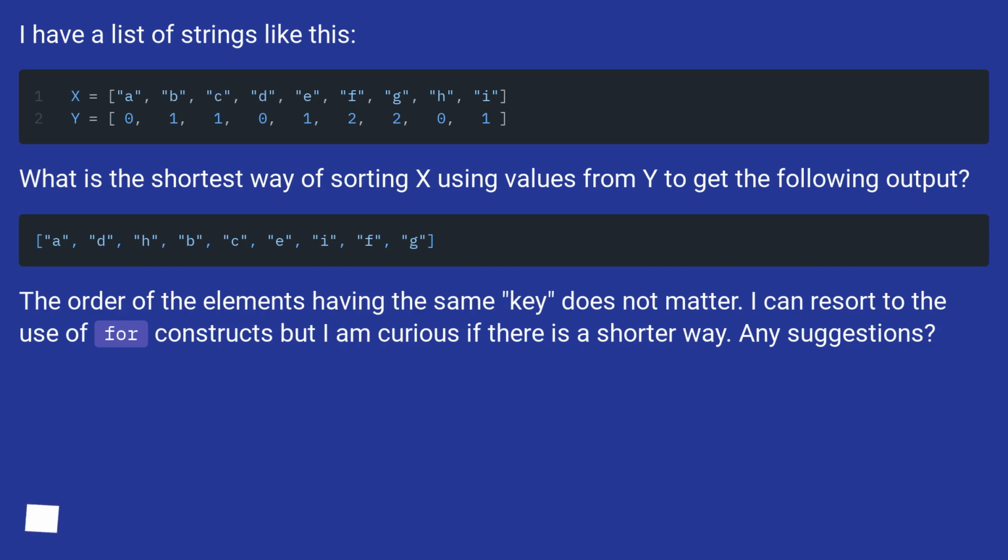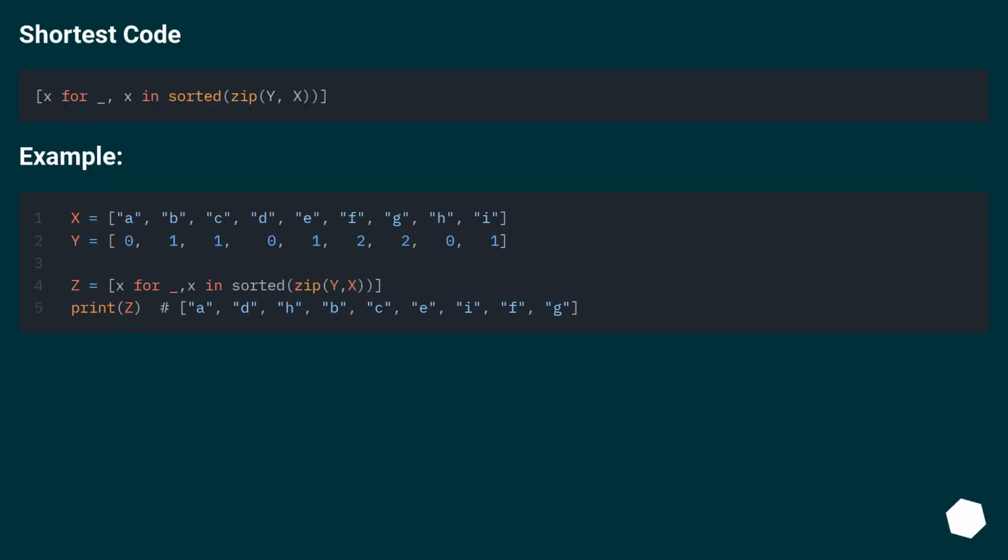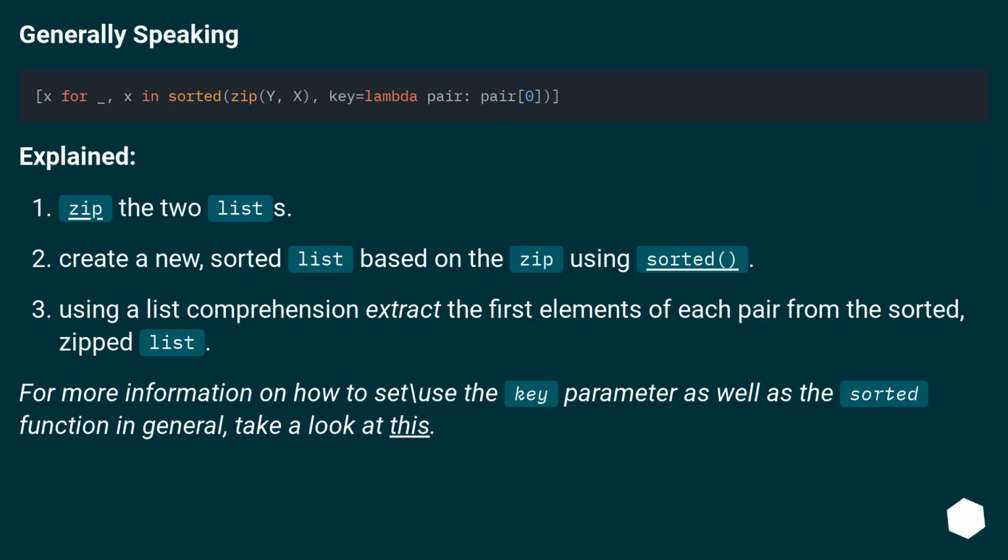I can resort to the use of for constructs, but I am curious if there is a shorter way. Any suggestions? Shortest code. Example. Generally speaking.